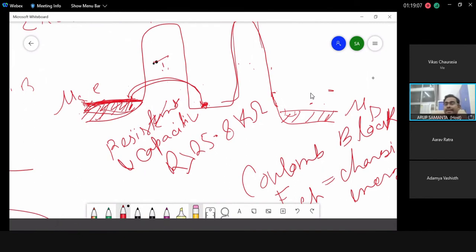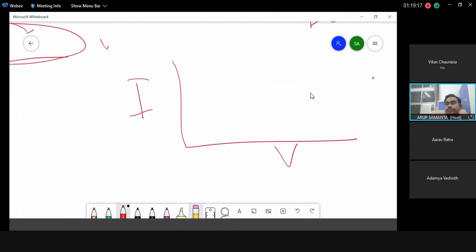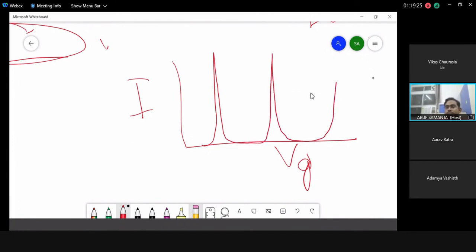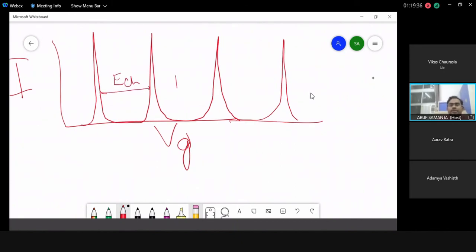At a time only one electron can enter the system and go to the outside. So if you plot the current, I versus V_D, I versus V_G, the gate voltage, you can see these types of current peaks. This separation is your E_CH, the charging energy separation. At a time, one electron can go.